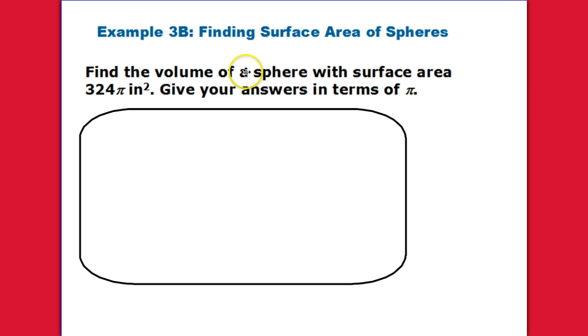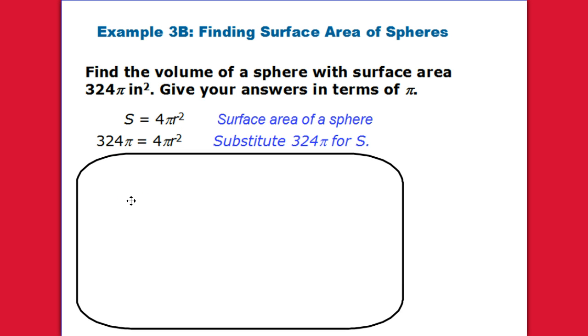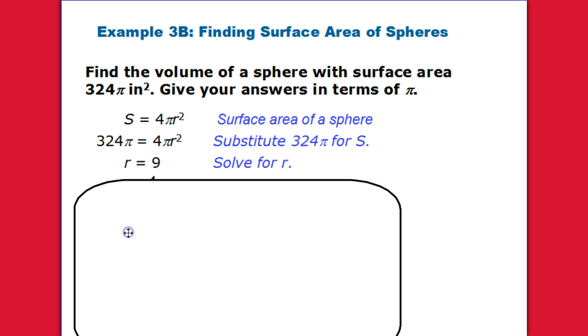So we're asked to find the volume. What do we need to find volume? Radius, right? So we're going to have to use this surface area to find radius. So let's start with a formula for surface area of a sphere. Surface area of a sphere equals 4 pi r squared, right? Now we put our known surface area, substitute. Isolate r squared, take the square root, and your radius is 9.